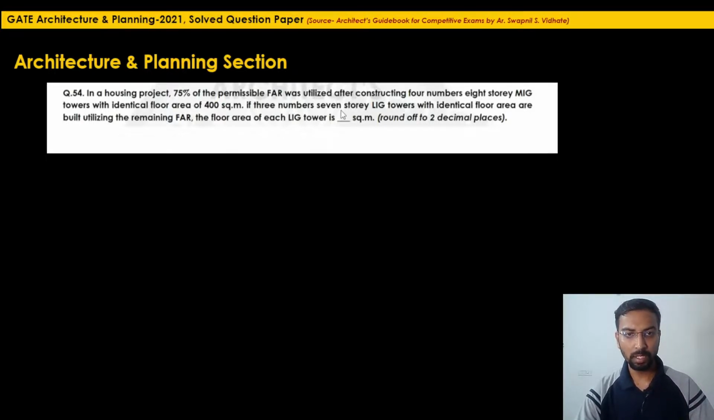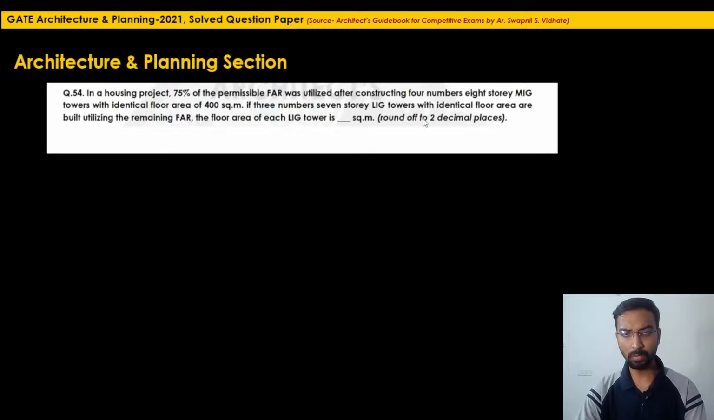If 3 numbers of 7-story LIG towers, that means 21 different floors of LIG towers with again identical floor area, are built utilizing the remaining FAR. Which remaining FAR? Right now they have used just 75%. So by using the 25% remaining FAR, what will be the floor area of each LIG tower? This is what they are asking.